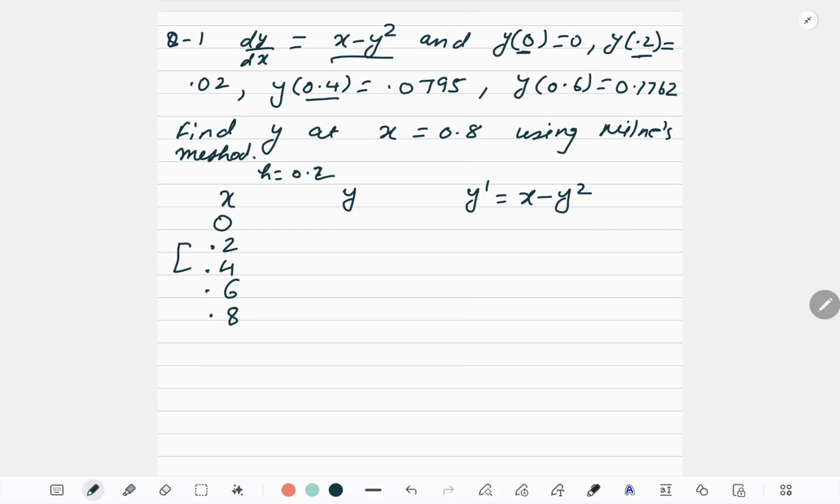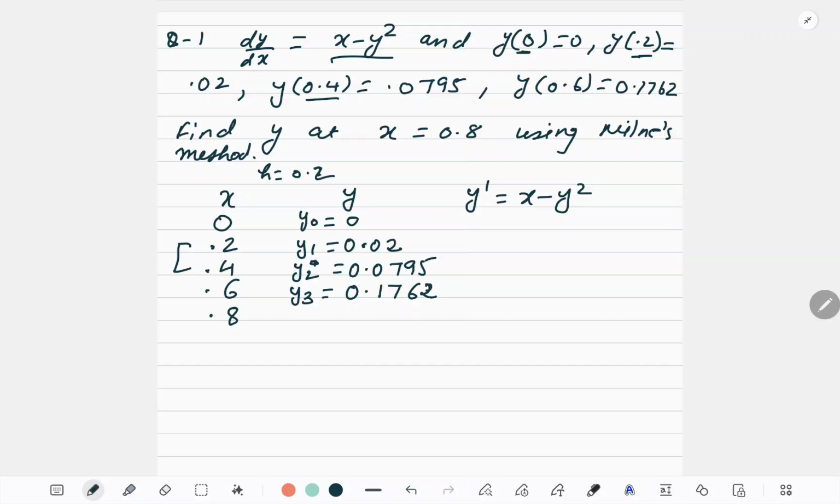Okay, now look at the y values. The first y value is 0. I prefer to write like this so that I do not get confused when I am applying the formula. y1 is equal to 0.02, y2 is equal to 0.0795, y3 is equal to 0.1762. Okay, now what you have to do?